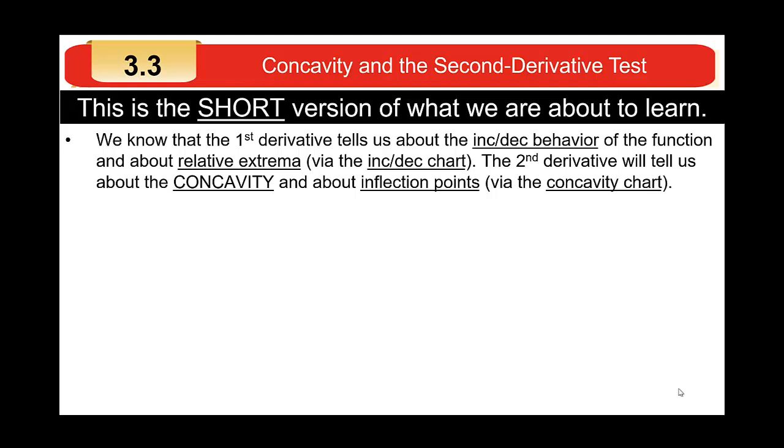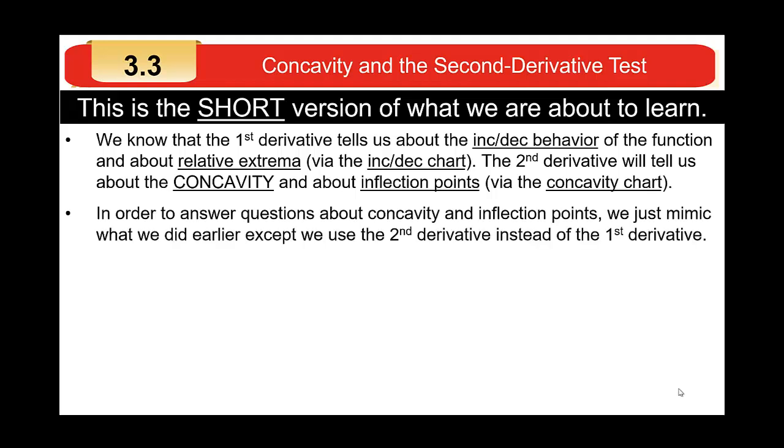It turns out that the second derivative is going to tell us about the concavity and about inflection points via something we'll call the concavity chart. Now, neither of those terms has been defined yet, but that is to come. Secondly, in order to answer questions about concavity and inflection points, we basically just mimic what we did earlier with the first derivative, except now we're using the second derivative to do the very same thing.